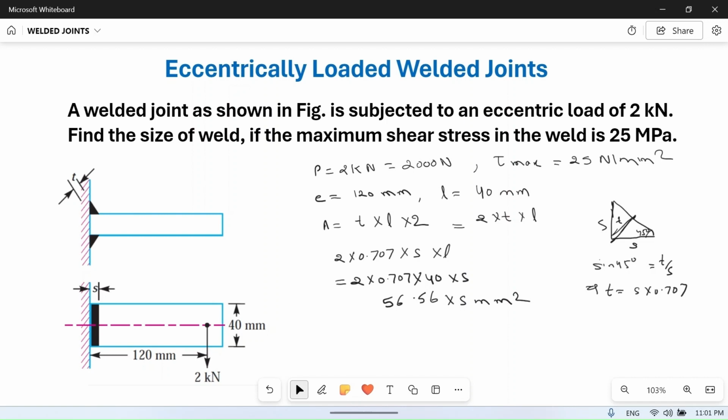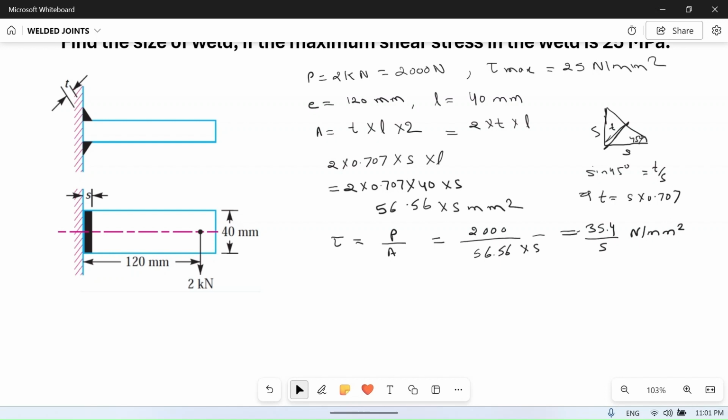So what will be the direct shear stress? Tau is equal to P upon A. So it will be equal to P, which is 2000 Newton, divided by area, which is 56.56 into S, which is equal to 35.4 divided by S, Newton per mm square. So this is the tau we have calculated.